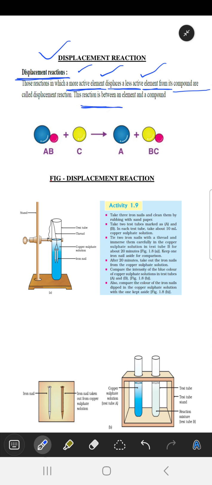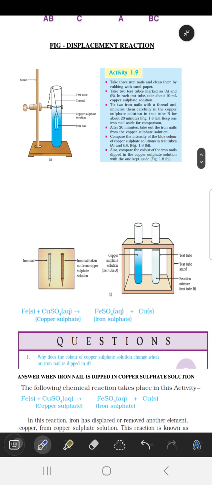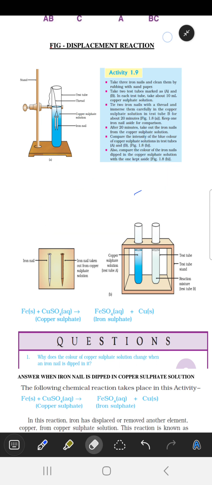So this reaction is between an element and a compound. So understand the displacement reaction. Let us discuss one activity. In this activity, we have taken a test tube which contains copper sulfate solution. In this copper sulfate solution, we have dipped the iron nails. The iron nails are kept dipped in copper sulfate solution for 20 minutes and more.